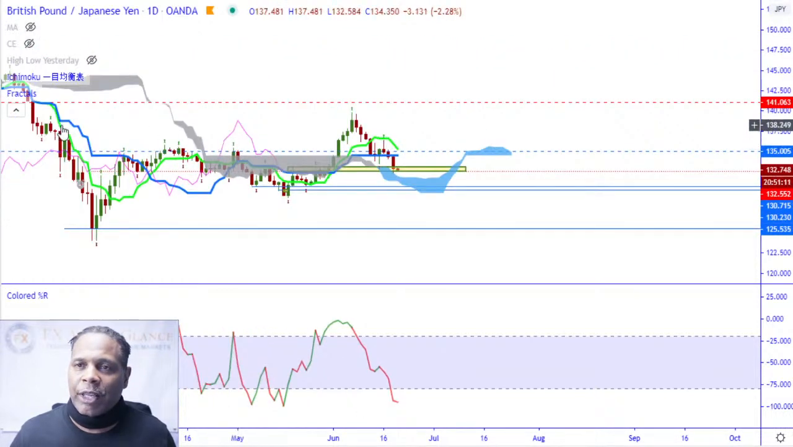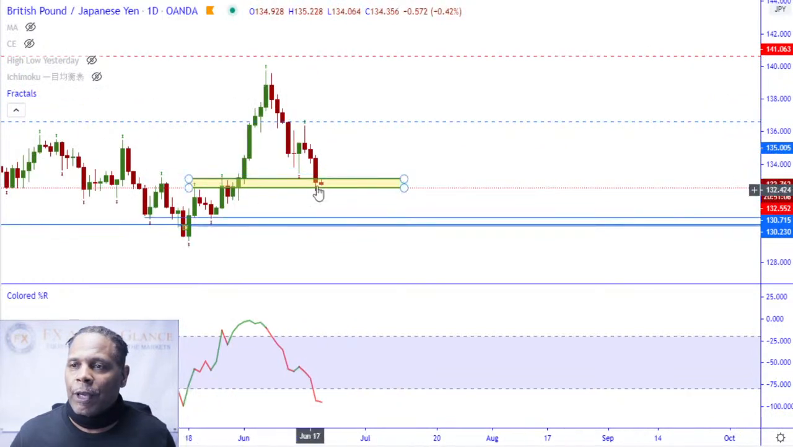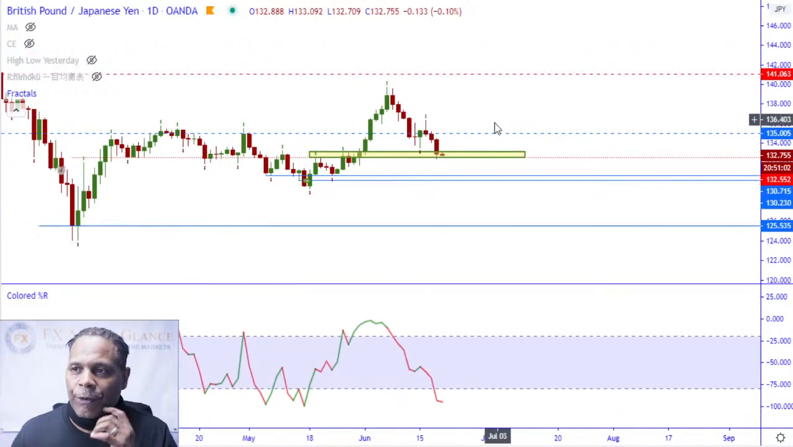What I'm actually doing really with this pair is I'm not trading Ichimoku here. I'm really looking for this bounce on this zone here. I want to see if I get a bounce. So a lot of times what I do if I'm not trading with Ichimoku, I'm trading with these zones. I have these zones marked on my chart.